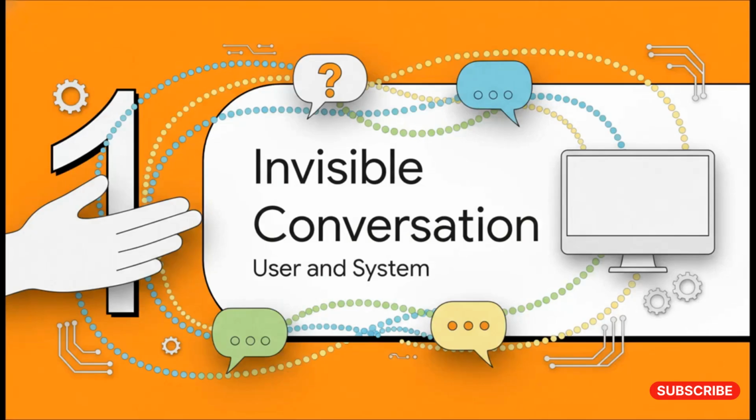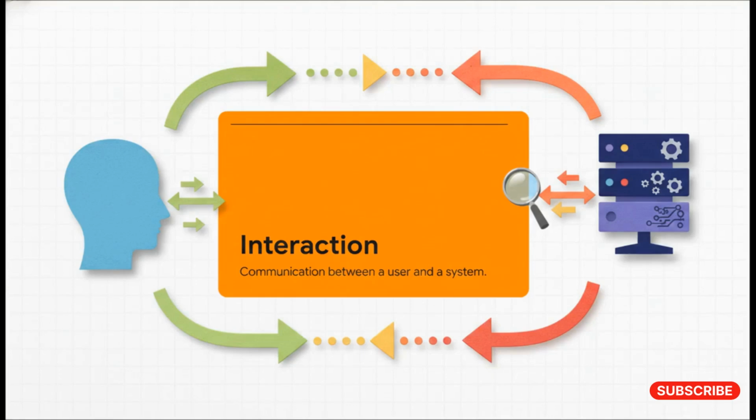Section 1, the invisible conversation. You know, we often think of using a computer as just pushing buttons to get a fast result. But at its absolute baseline, interaction is purely communication. It's a continuous, two-way flow of information back and forth. You send a signal, the system receives it, executes its internal logic, and then sends a signal right back to you. User to system, system to user. It's just a fundamental, non-stop loop.